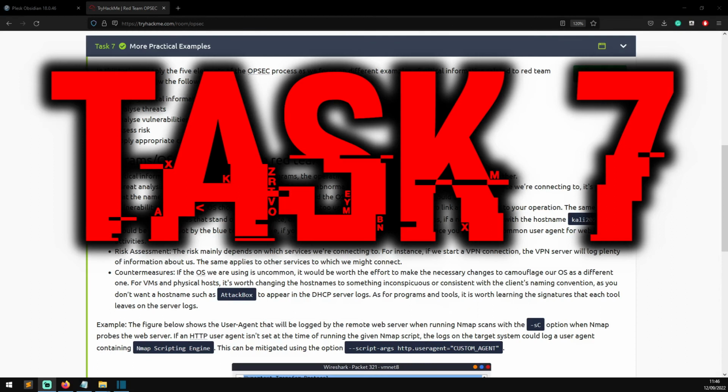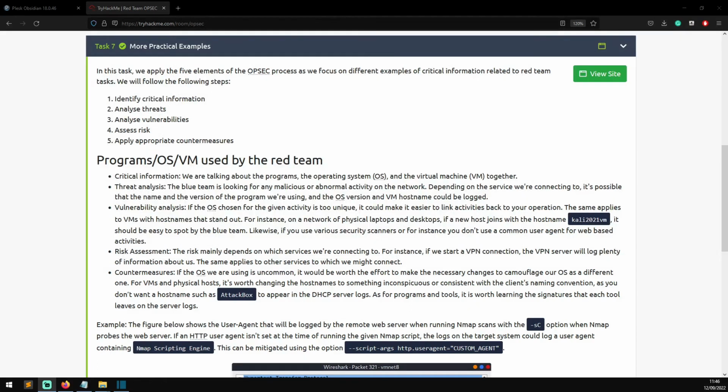Task 7, more practical examples. In this task, we apply 5 elements of the OPSEC process as we focus on different examples of critical information related to the red team task. We will follow the following steps. 1. Identifying critical information. 2. Analysing threats. 3. Analysing vulnerabilities. 4. Assessing risk. 5. Applying appropriate countermeasures.